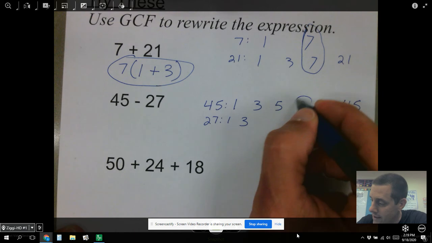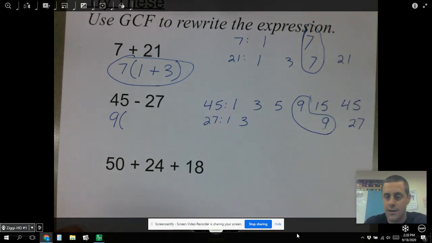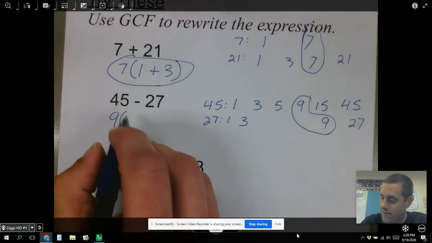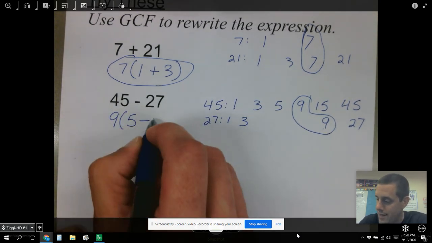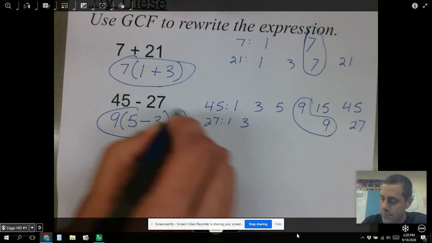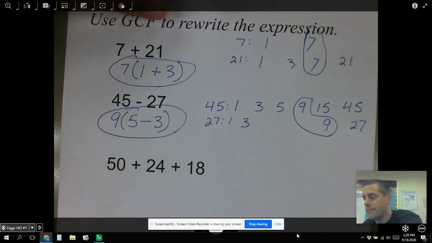So the greatest common factor here is 9. That becomes my coefficient outside the quantity. 45 divided by 9 leaves me with a term of 5, minus 27 divided by 9 is 3. Numerical expression, 9 times the quantity, 5 minus 3.